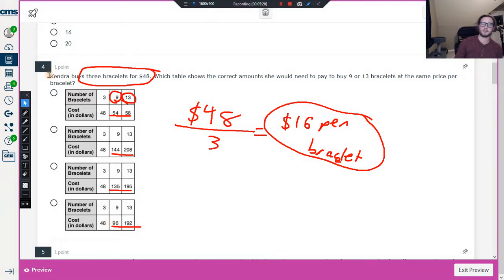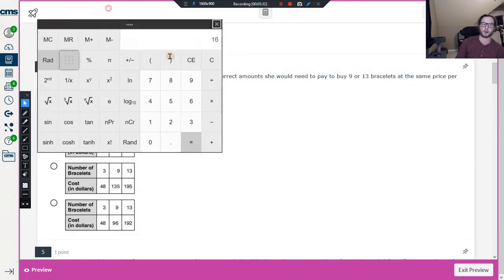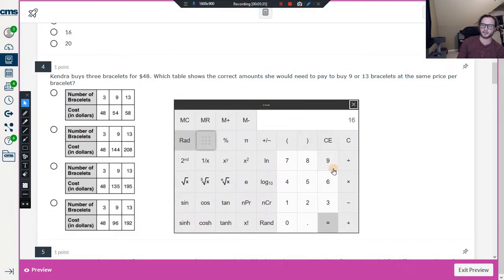So let's go ahead and pull up the calculator and see which one of these is actually going to work. Starting with 9. So 9 bracelets at $16 a bracelet should have equaled $144. And option B is the only one that matches up to $144.